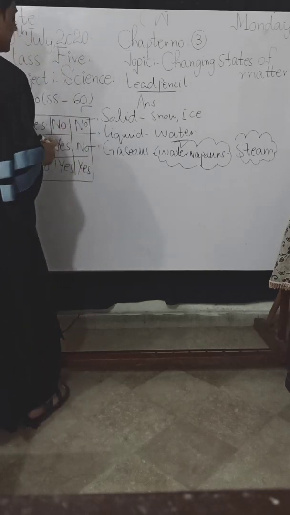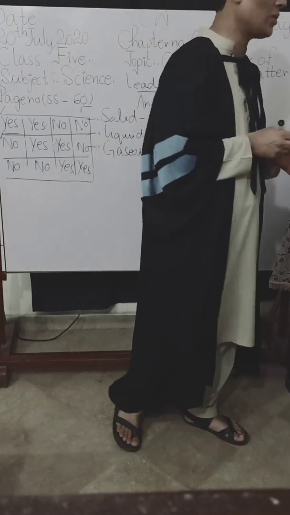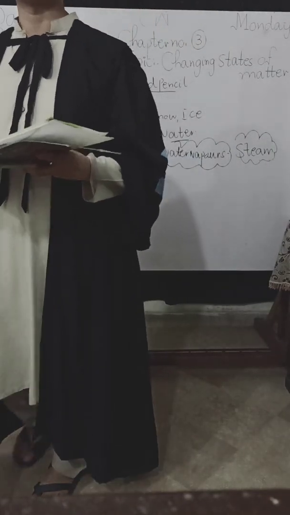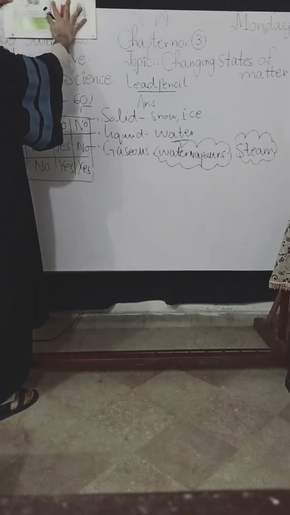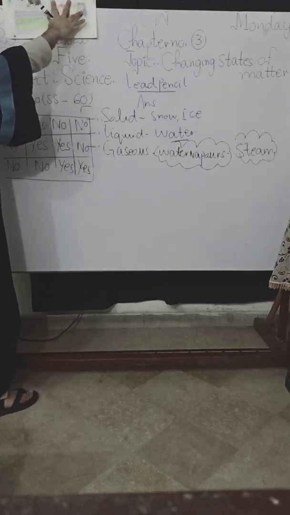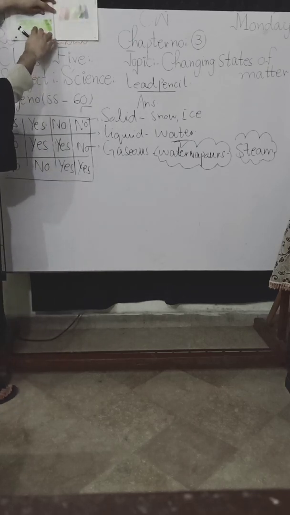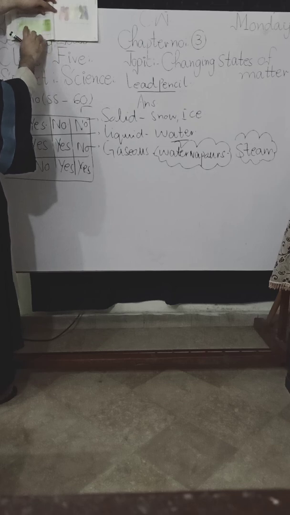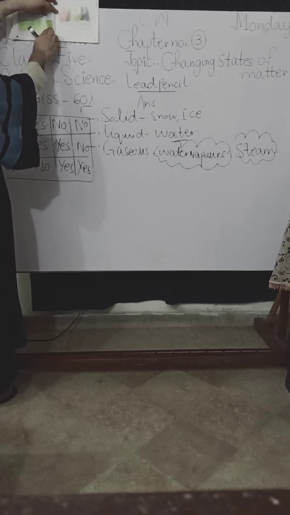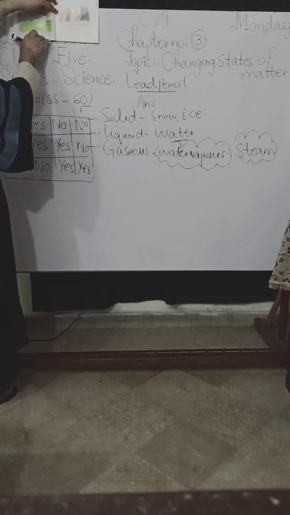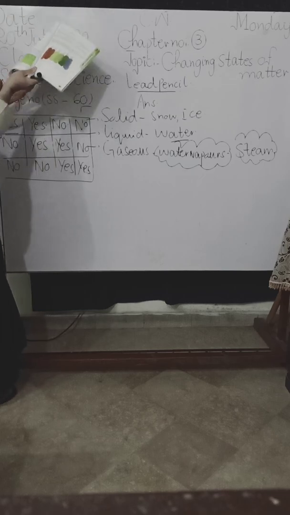This is a structure-based column as part of Try It Out, and you must complete it by giving the answers yes or no in your textbook. On the textbook, Try It Out, page number 56. What about solid? 1, 2, 3, 4. In the first column you write yes, second yes, third no, fourth no. What about liquid? First column no, second yes, third yes, fourth no. What about gas? First column no, then once again no, and the last two both yes and yes.